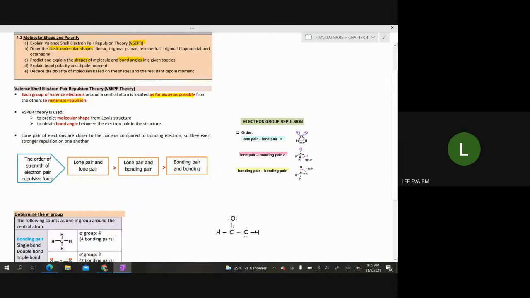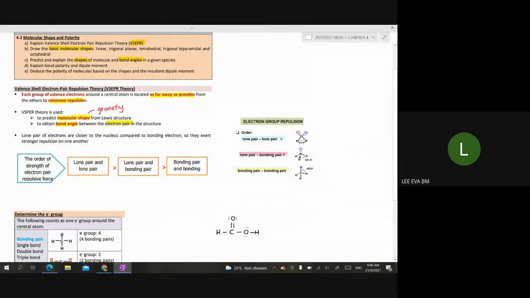So this Vesper theory is used to predict your molecular shape. Molecular shape can also mean molecular geometry. Ada masa soalan minta molecular shape, ada masa dia minta molecular geometry. Benda yang sama ya, cuma nama berbeza. Okay, and Vesper theory is also used to obtain the bond angle. Bila awak sudah dapat shape, mesti akan ada bond angle. Okay, bond angle between the electron pair. I'll show you where we can obtain that one.